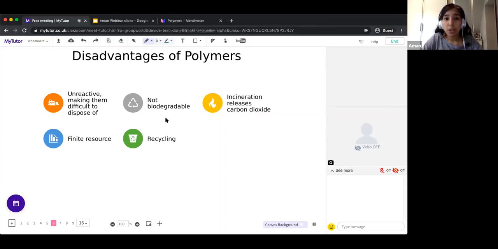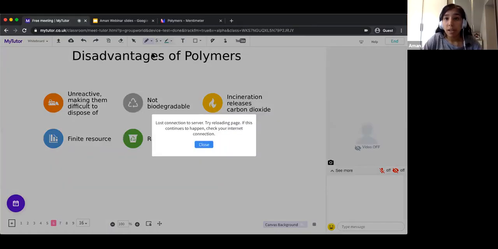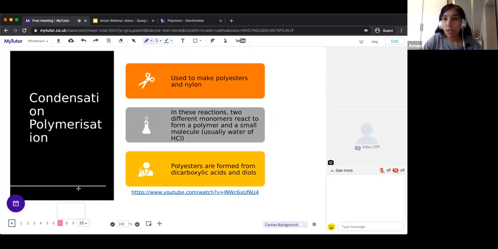Good. Any questions on the disadvantages then of polymers? If not, we'll go on to the last learning objective of today, which is condensation polymerization, which is a higher tier topic. Fractional distillation, we covered that last Monday, I think. So if you go back to that lesson, hopefully that will help. Okay, so let's move on to condensation polymerization then.